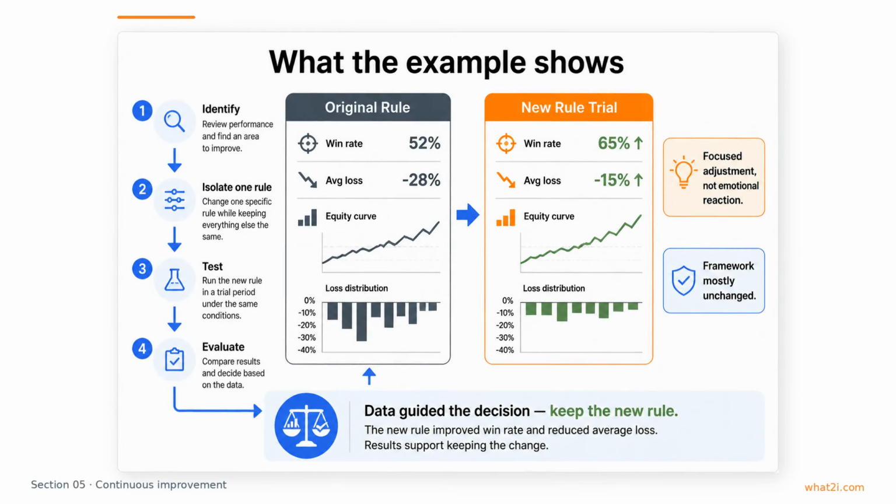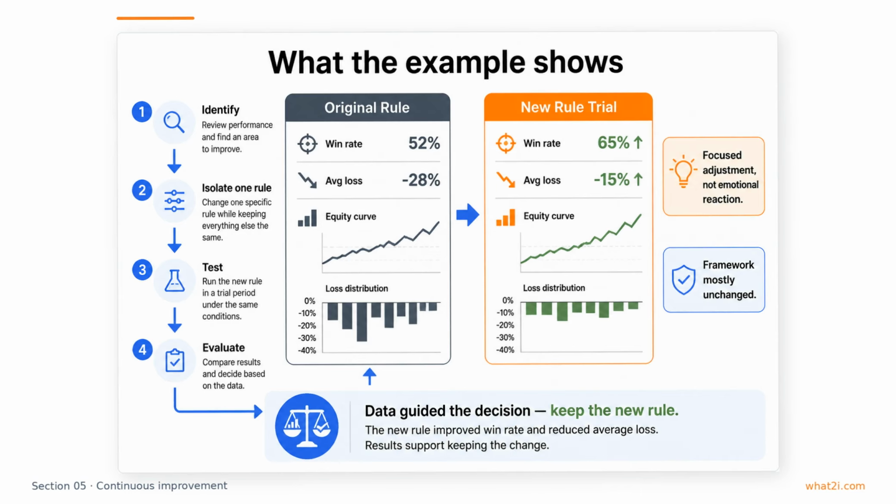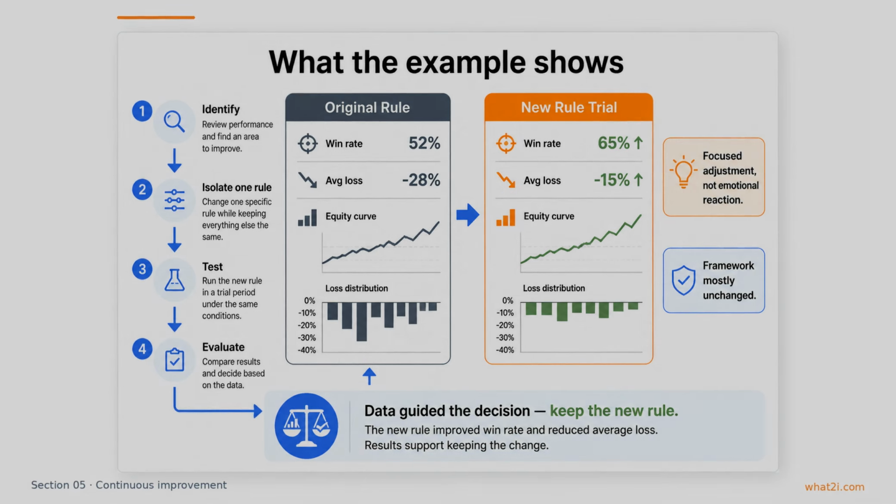The result of Alex's trial is stronger, which supports keeping the new rule. His trial win rate rises to 65%, and average loss falls by about 15%. Just as important, the broader framework stays mostly unchanged, so the improvement can be linked to a specific adjustment rather than guesswork. This example shows the value of a disciplined process. Identify the issue, isolate one variable, test it, and evaluate the result. The lesson is not that every change will work this well. The lesson is that data should guide the decision to keep, reject, or refine a rule.